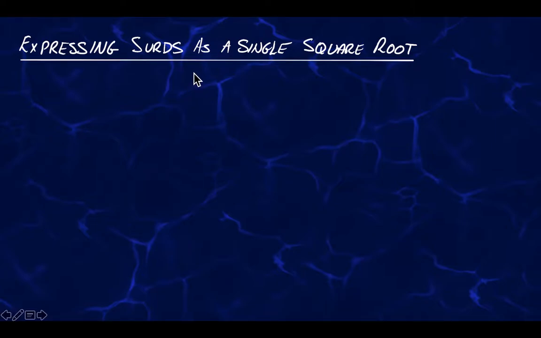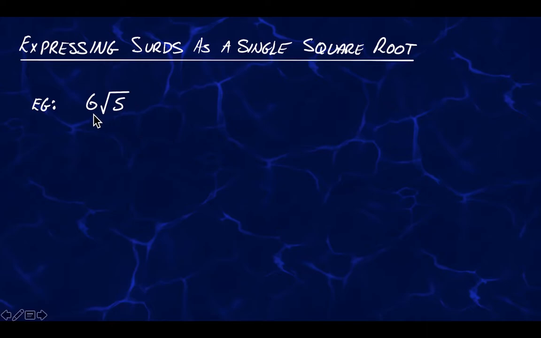All right, let's have a look at how we can express surds as a single square root. So let's take this example, 6 root 5. Root 5 is a surd. This is written in a surd form. Now the key here is I don't have one single number inside a square root sign. That's what I'm trying to do.